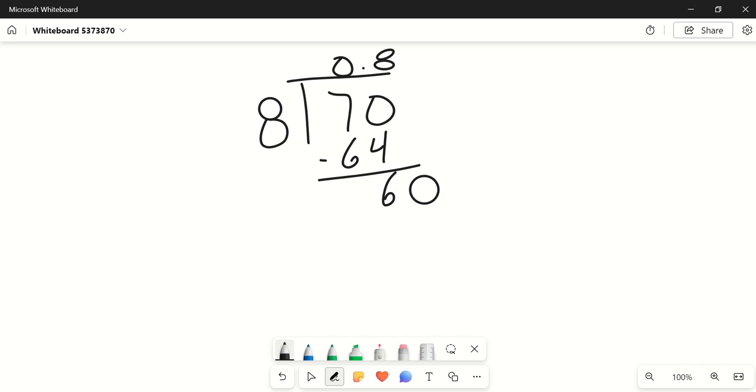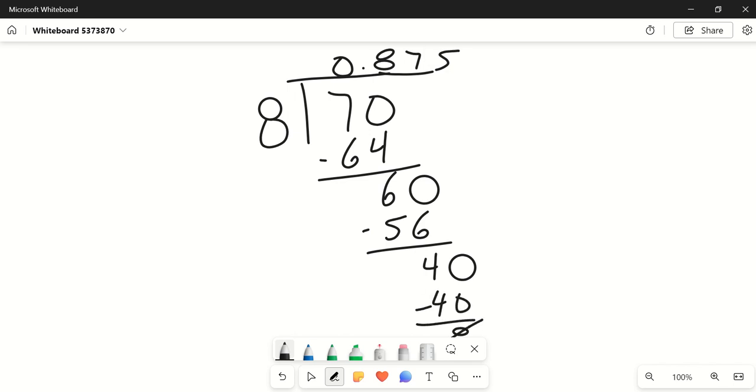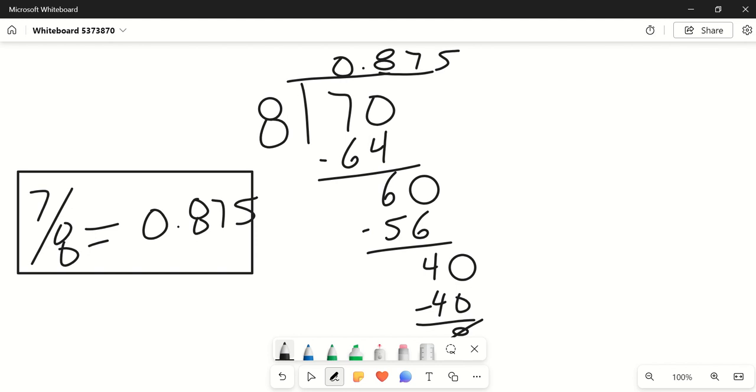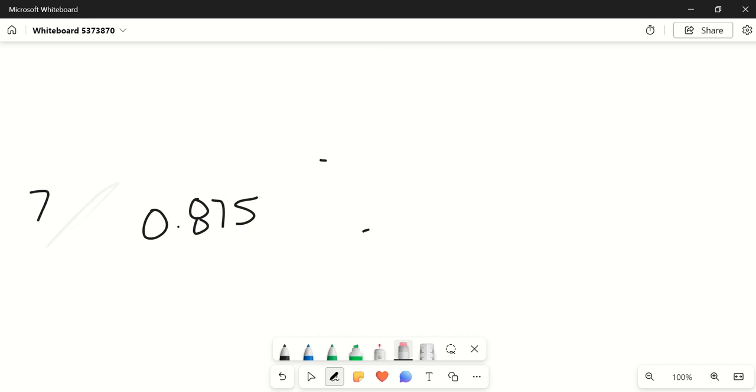Now, we knew that 8 times 8 was 64, so it's going to have to be less than that. 8 times 7 is 56, so it'll be 7. 56. When I subtract, I'll get 4 left over, and then we're back to what we were before with 8 going into 40 5 times. Terminating decimal, so 7/8 is the same thing as saying 0.875. And that's how we solve that one. Next question.